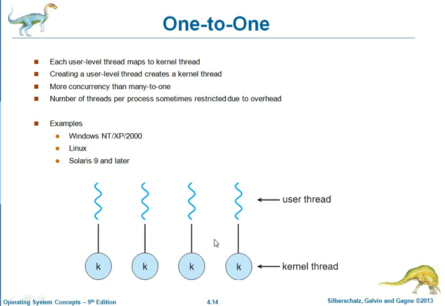The only drawback to this model is that creating a user thread requires creating the corresponding kernel thread. So, simultaneous. When a user thread is created, the creation of the kernel thread also happens. The overhead of creating kernel threads can burden the performance of an application. Most implementations of this model restrict the number of threads supported by the system. Linux, along with the family of Windows operating systems, implement the one-to-one model.